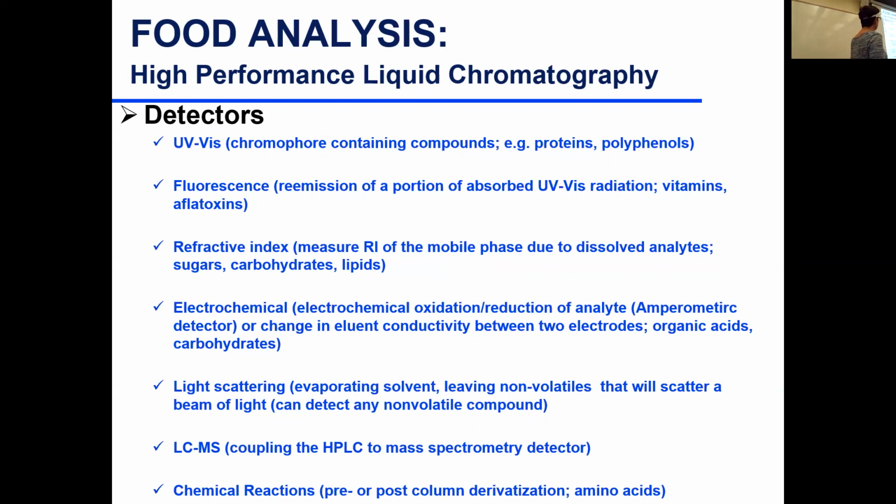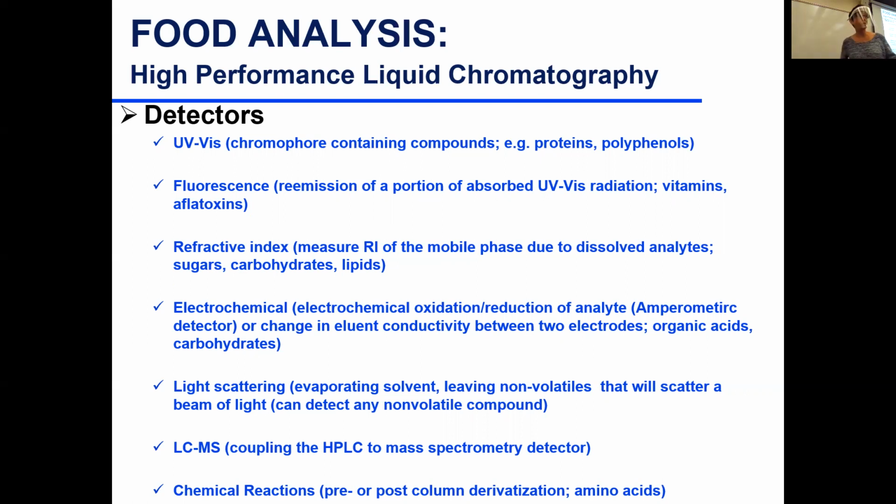But again, it's based on absorption, and we'll cover absorption in the spectroscopy section of this class, but mainly chromophores. That means those compounds that absorb light, such as proteins, polyphenols. They're naturally compounds that absorb light. But there are compounds that don't naturally absorb light. We can make them absorb light by chemical reaction. So we call it derivatization, post-column or pre-column derivatization.